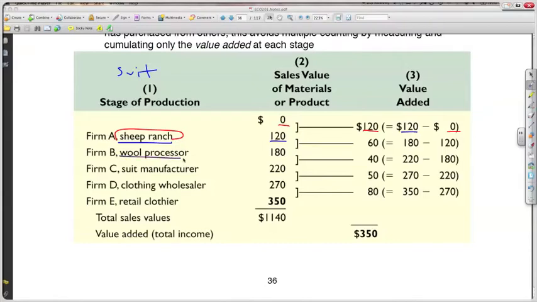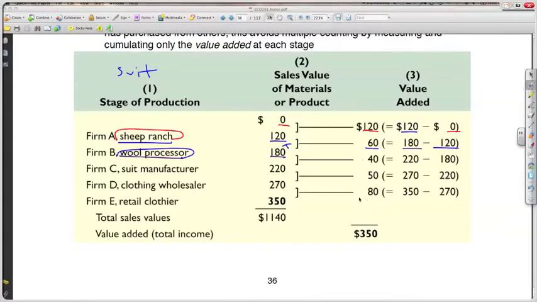Next, we have the wool processor. The wool processor had a sales value of $180. So we get the value added by just looking at 180 minus the previous, 120. That gives us our value added of 60. Then we just keep going down the line for the suit manufacturer, the clothing wholesaler, and then finally to the retail clothier.